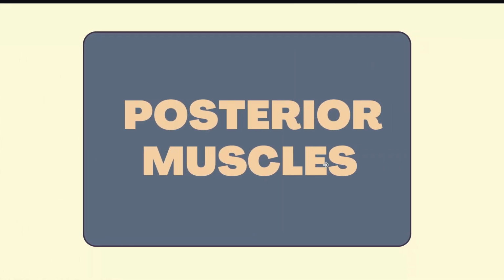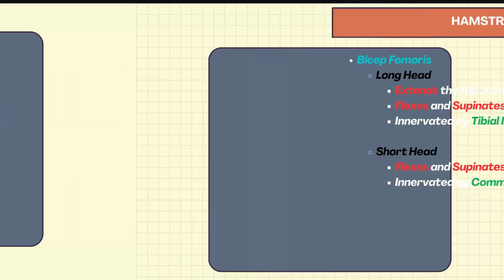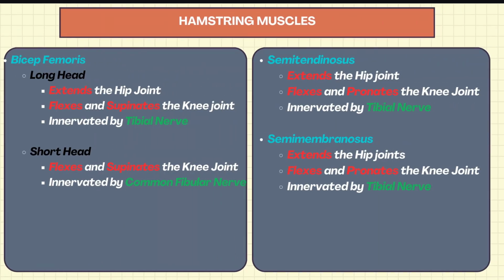Okay, now we're going to talk about the posterior muscles. Now the posterior muscles, we'll have the hamstring muscles. The hamstring muscles are made up of 3 muscles. Now before we get to the biceps femoris, because it also has an interesting idea, similar to the adductor magnus, let's start talking about the semitendinosus and semimembranosus. Now the semitendinosus extends the hip joint, and the semimembranosus also extends the hip joint.